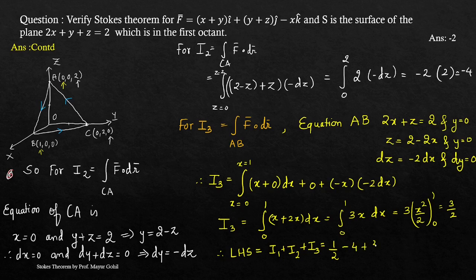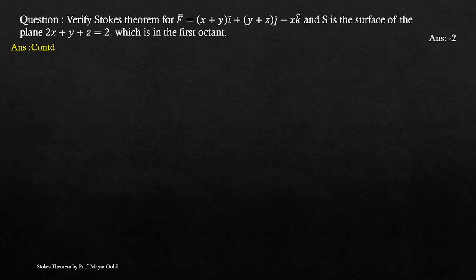And for I3 we have got 3 by 2. Okay, and so the final answer on addition we get minus 2. And hence we are done with the verification of LHS and RHS. Therefore we have got LHS, which was the integral of f bar dot dr, which is minus 2. And finally we come to the conclusion that LHS is equal to RHS.